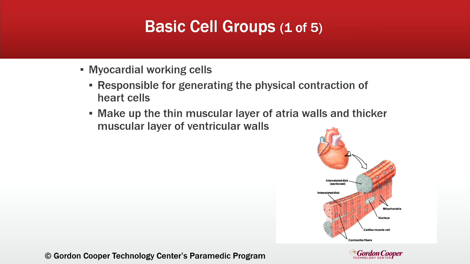So let's take a closer look at myocardial working cells and what they do. Myocardial working cells are the ones that handle the actual physical contractions of the heart. Now these contractions are what allow the heart to pump blood throughout the body, which is pretty essential for everything to keep working smoothly. These cells make up the thin muscle layer in the atria, allowing the atria to contract effectively. But in the ventricles, they form a much thicker muscle layer. That's key for creating the strong contractions needed to pump blood into the arteries and keep that whole circulation going.